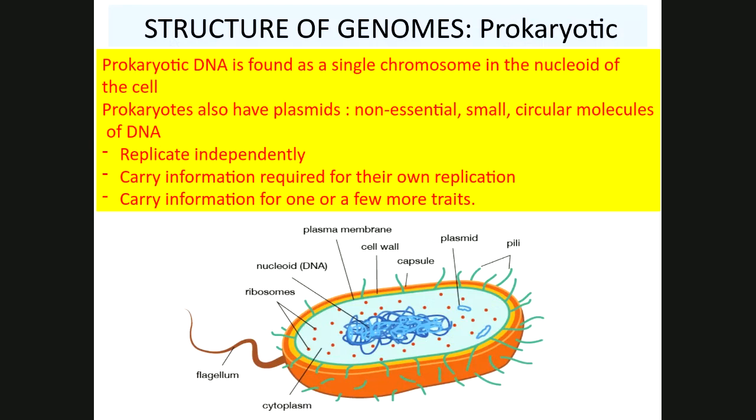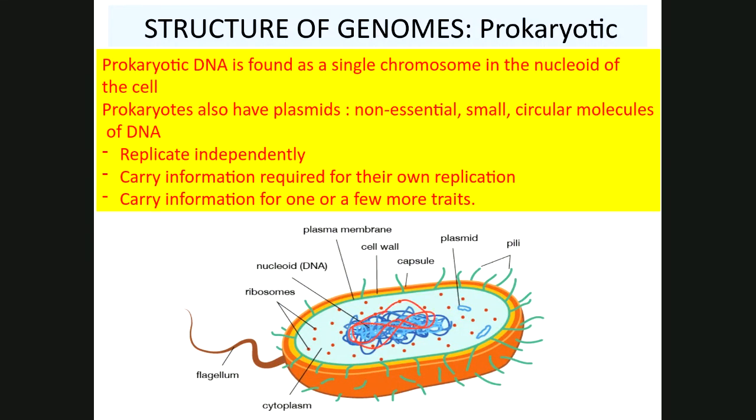Now, in the case of prokaryotic cells, DNA is found as one single circular molecule, and you should have learned that in chapter 3. So this single molecule is a double-stranded DNA molecule, but it's a single molecule. We call it one chromosome.